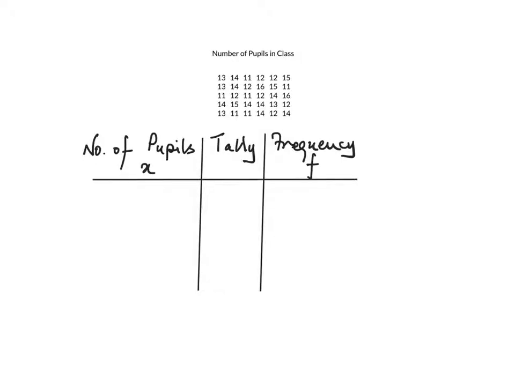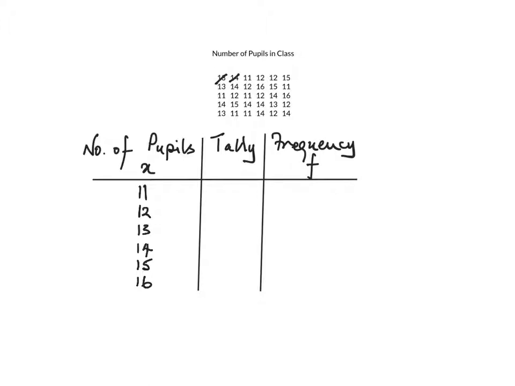In this example, we're going to complete a frequency table and do some statistical calculations with the data. A number of classes were surveyed to find out how many pupils we had in the class. The smallest number in the class was 11, so I'm going to put that 11 in this position here. Then we had 12, 13, 14, 15, 16 is the biggest number of students in the class. What I'm going to do is to process the data now and complete the tally column.